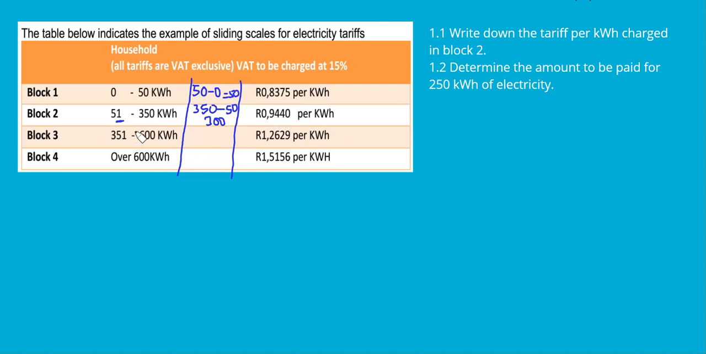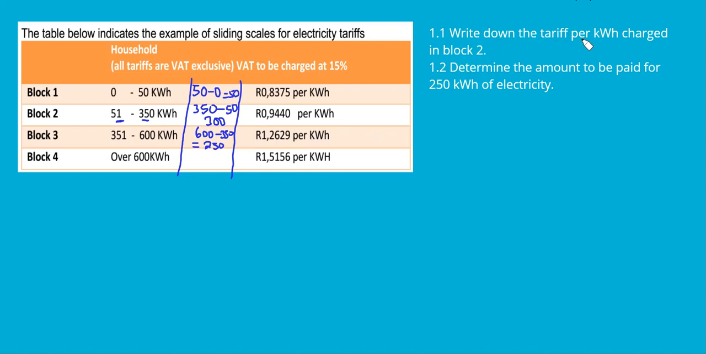0.9440 rand. Then what about the next one here? How are you going to get it? You're going to say 600 minus 350, not 351, but you say minus the previous value here. Now you say minus 350. Then if you do that here, you get 250. Then from here now it's above 600. So anything above 600, you are charged 1.5156 rand per kilowatt.